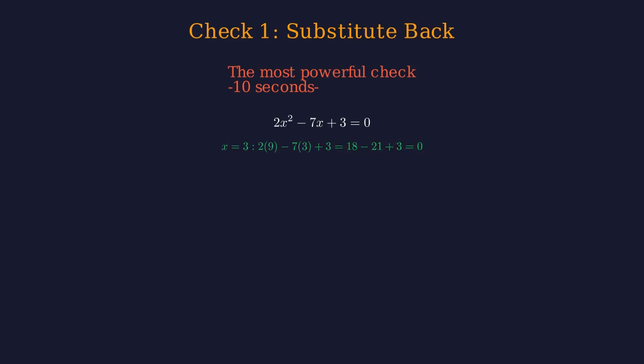This is the single most powerful check. After you find an answer, pop it straight into the original equation. If the left-hand side equals the right-hand side, you usually keep the mark. It takes 10 seconds and catches algebraic slip-ups and extraneous roots. So even if I use the quadratic formula, I should still plug the root back in. Substitute x equals 3 into the original equation. LHS equals RHS. That can win you method marks even if arithmetic slips.